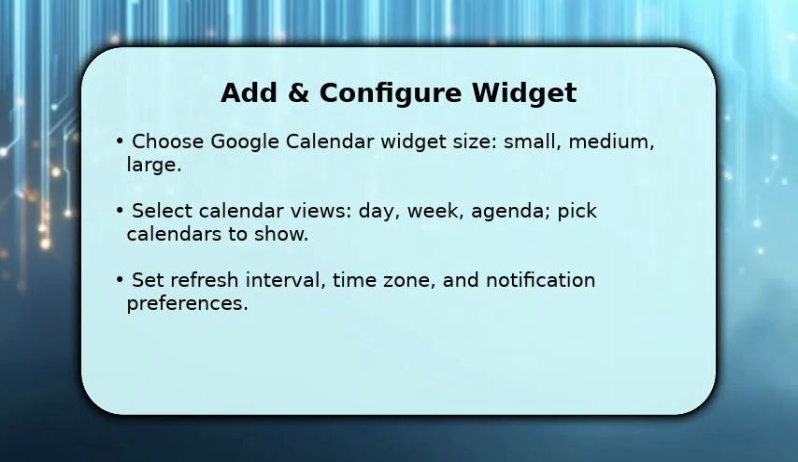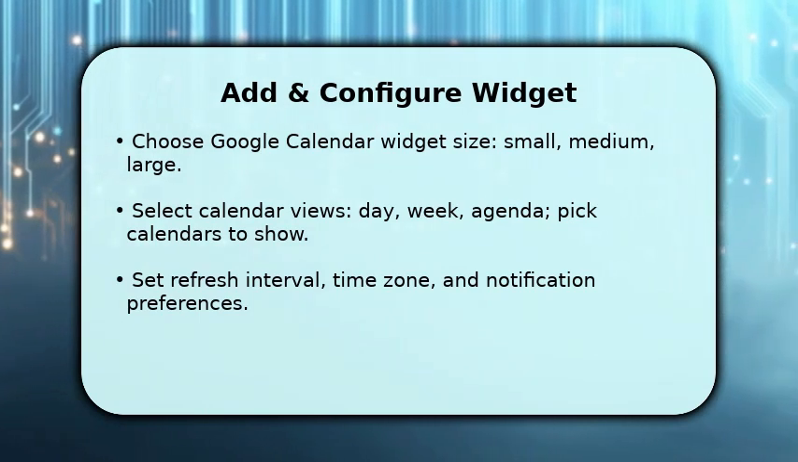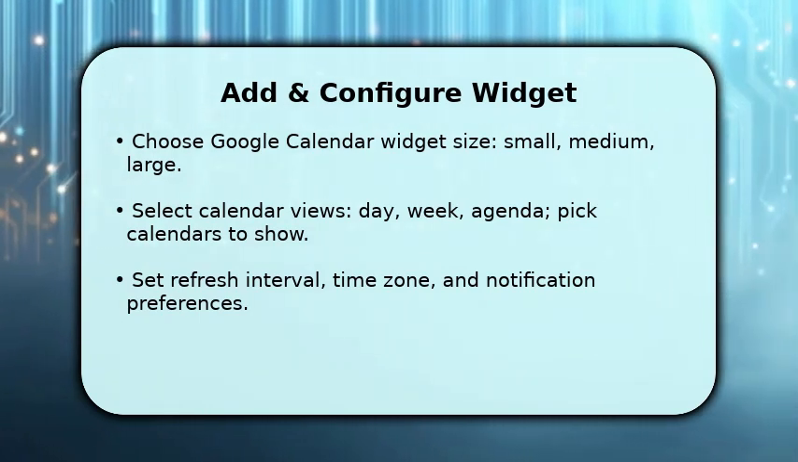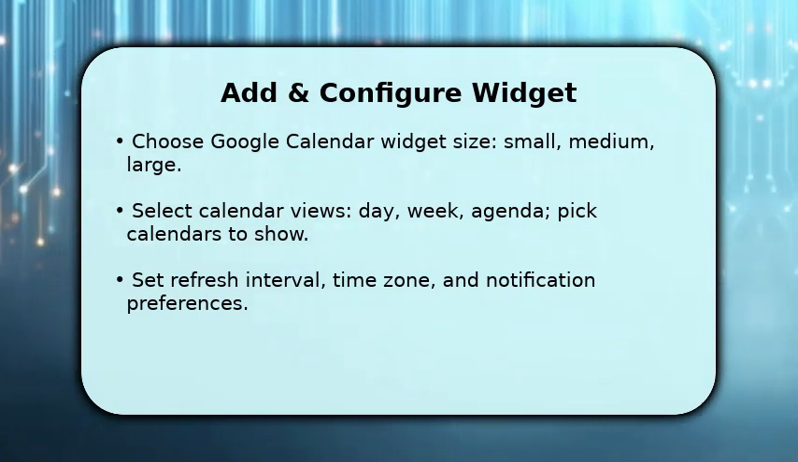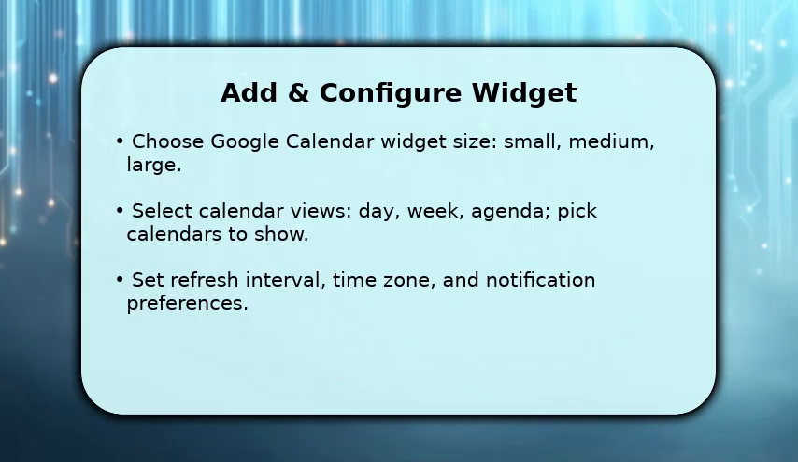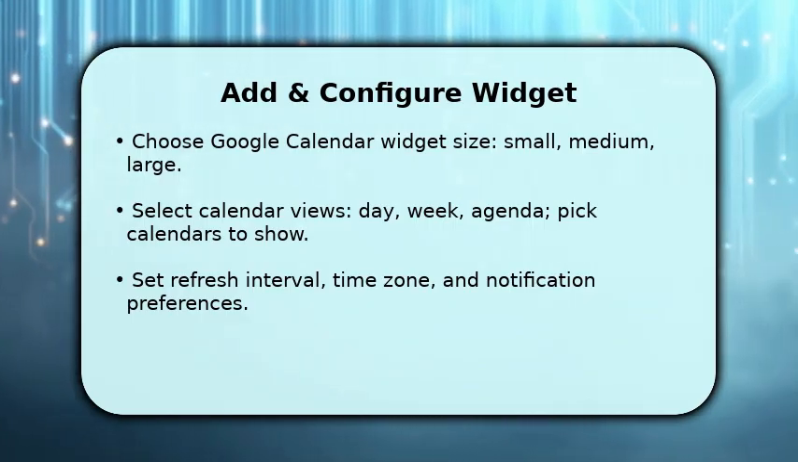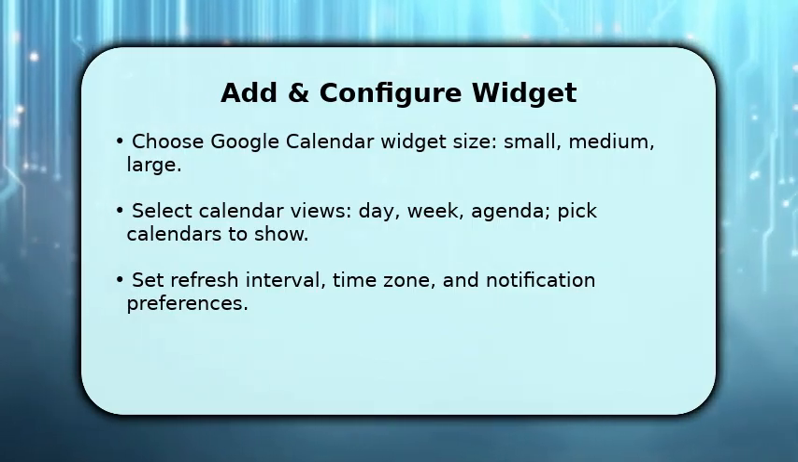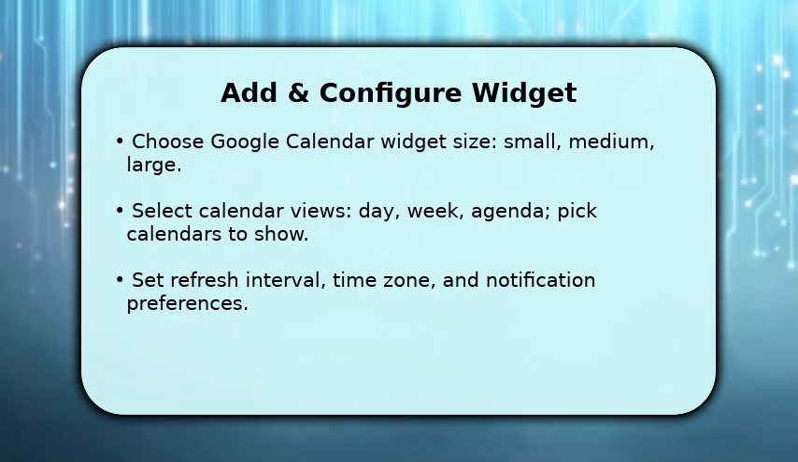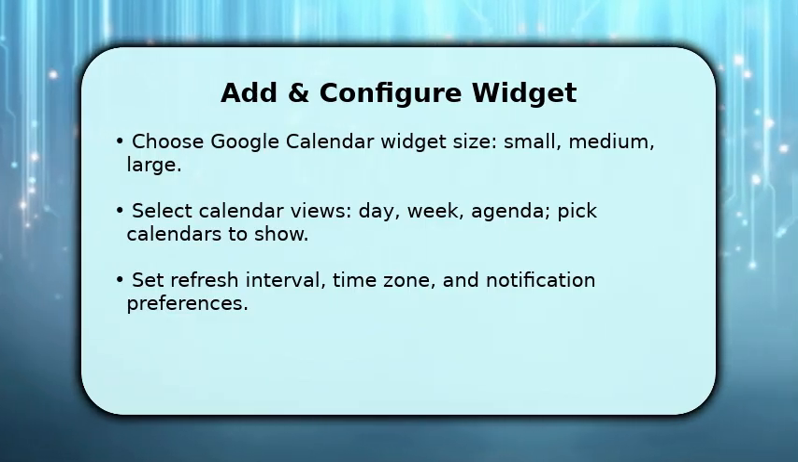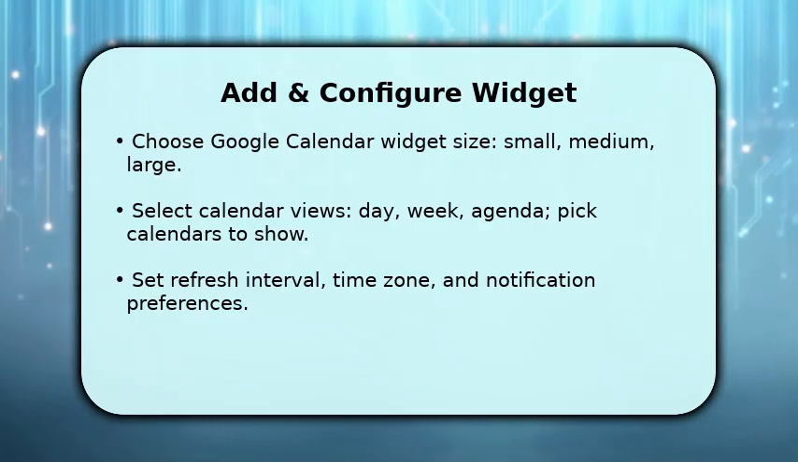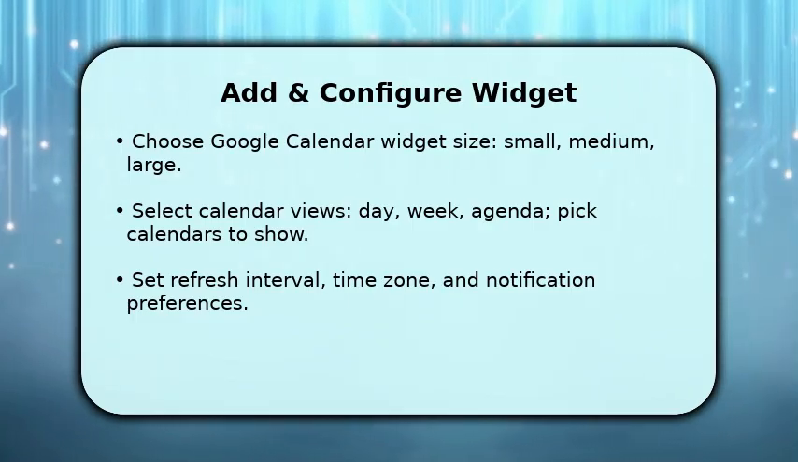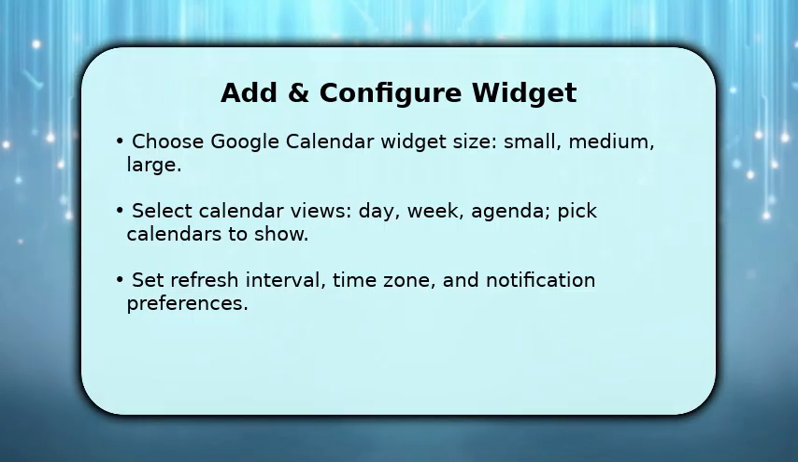Now you add and customize the widget on your desktop. You'll drag or add the Google Calendar widget from the host, then pick the size that fits your layout. Make sure to select which calendars display so personal and work events don't overlap. Adjust refresh frequency and time zone so events update promptly. If the host supports styles, change colors for quick scanning. Once configured, the widget should show live events and respect your notification settings.